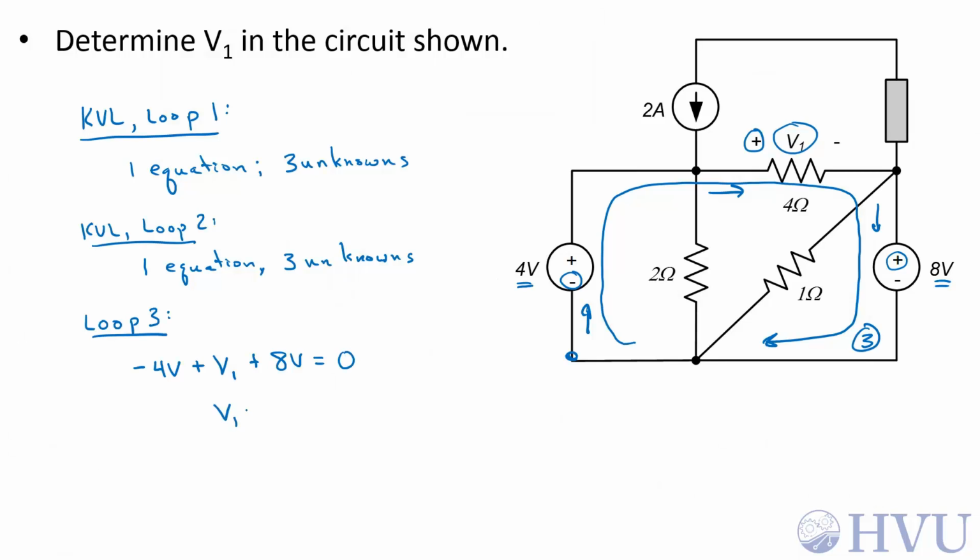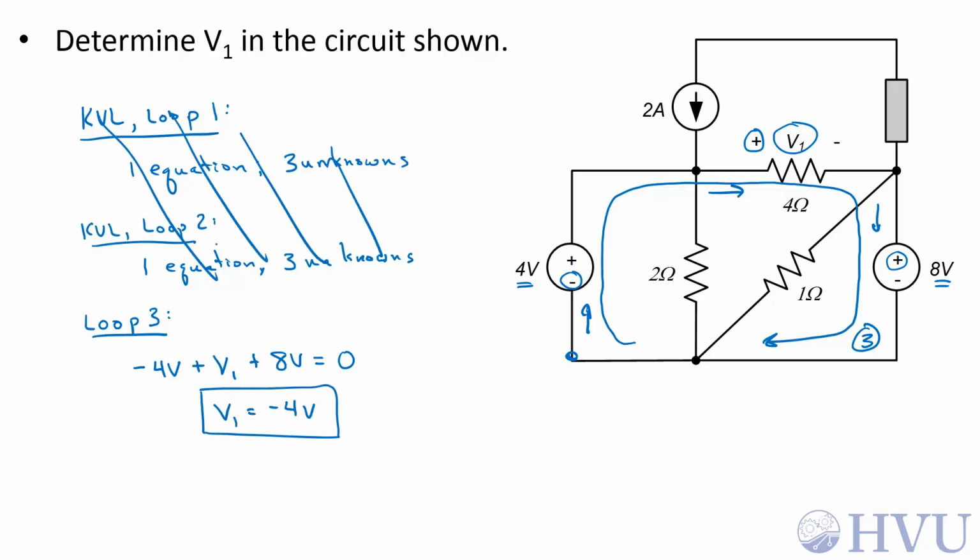If I solve this for V1, 8 minus 4 is positive 4, so V1 is equal to negative 4 volts, and we're done with the problem. We don't have to worry about any other loops in this circuit.